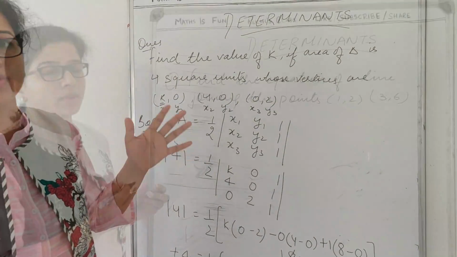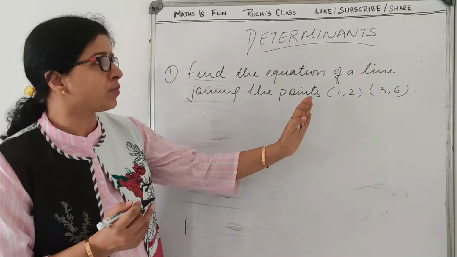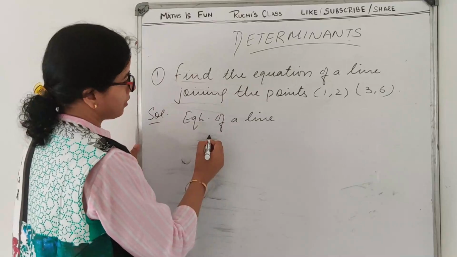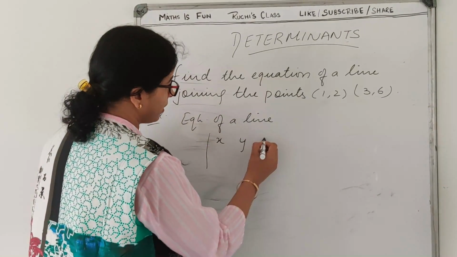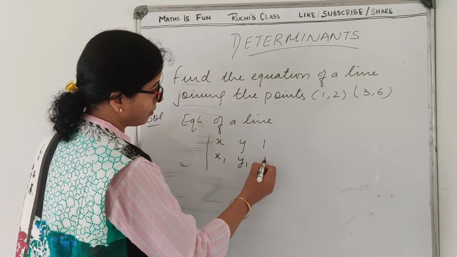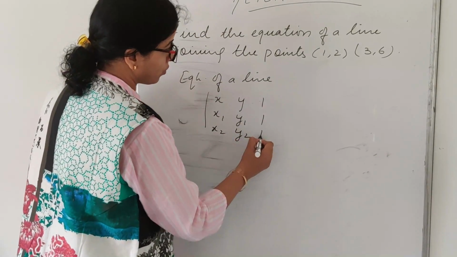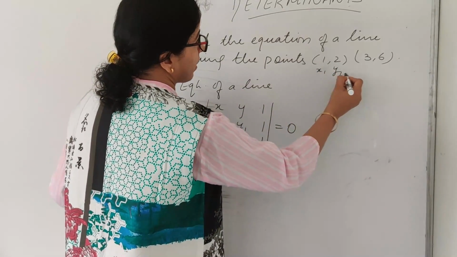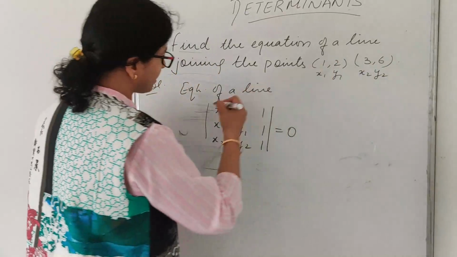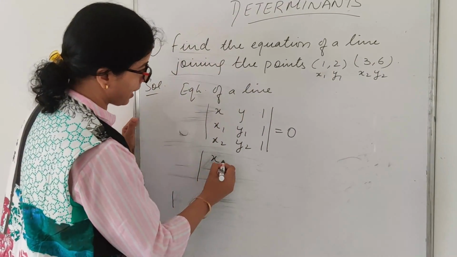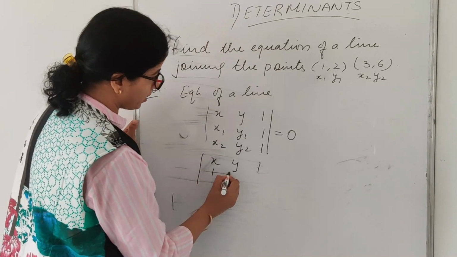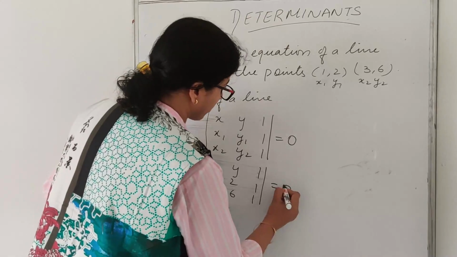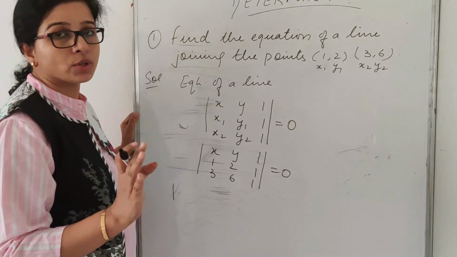Now we will do one more question. Find the equation of a line joining the points (1, 2) and (3, 6). What is the formula? It is the determinant x y 1, x1 y1 1, x2 y2 1 equals 0. So this is my x1, y1, x2, y2. Now I'll substitute it. So I am getting x y 1, 1 2 1, 3 6 1 equals 0. I will solve the determinant and get the required equation of the line.